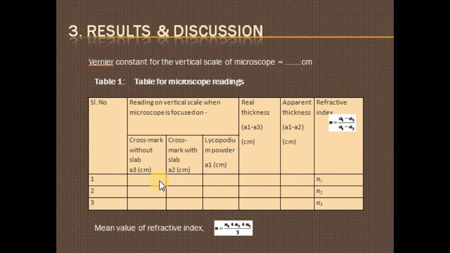And similarly you have to find the refractive index for different positions of the cross mark. Once you get the readings, you take the mean, and this mean will give you the refractive index of the glass slab.